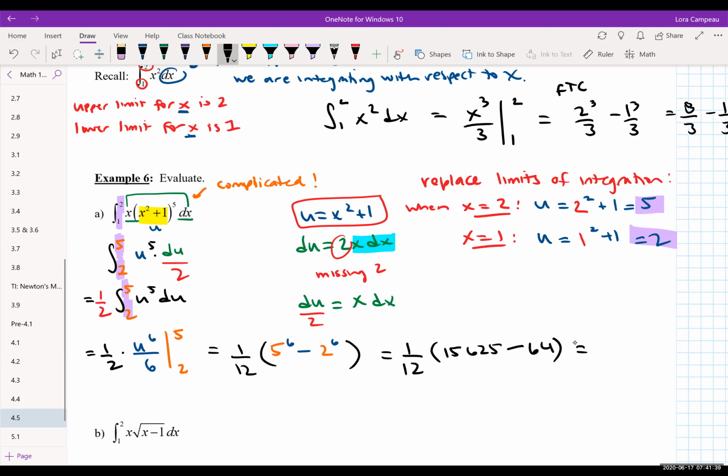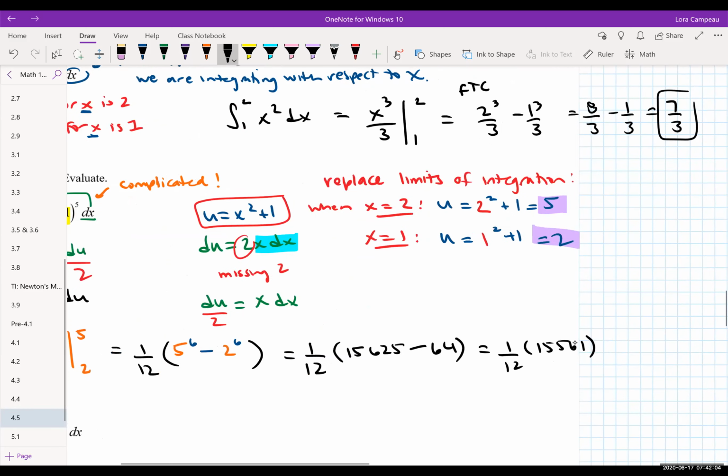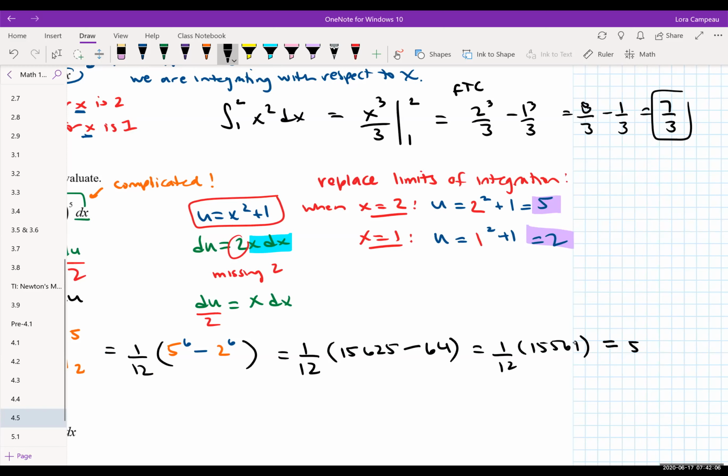So if we use our calculator to do the subtraction, what do we get? 1/12 times 15,561. I'll double check. 15,561. And just to check, I'm curious, I don't know off the top of my head, but if I were to see if that reduces, it ends up reducing. Wow, look at us. So what we end up getting is 5187 over 4. And we end up having the answer.